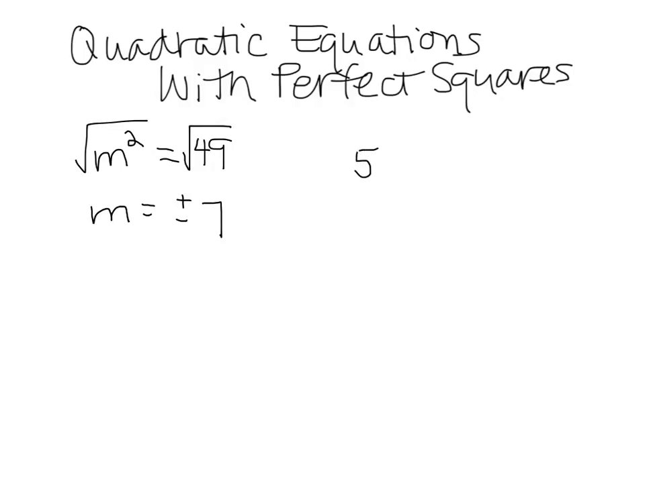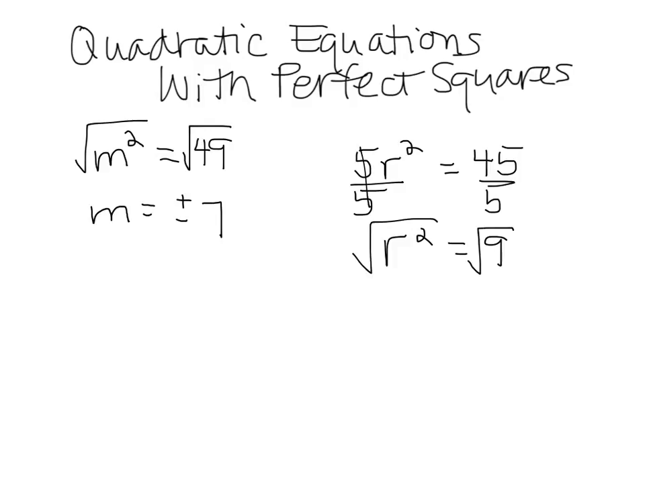Similarly, we've learned, I think, in the last chapter, if I want to do 5r squared equals 45, I can first divide both sides so that I have r squared equals 9. And when I take the square root of that, I get r is equal to positive or negative 3.